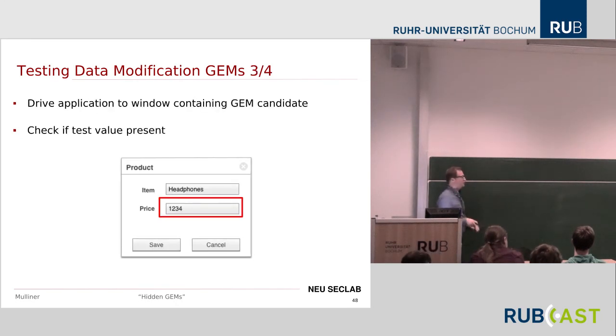Then we drive the application again to the same window, and we inspect the field. If our test value is stored in it, you say okay, apparently the manipulation worked, the application accepted the data.